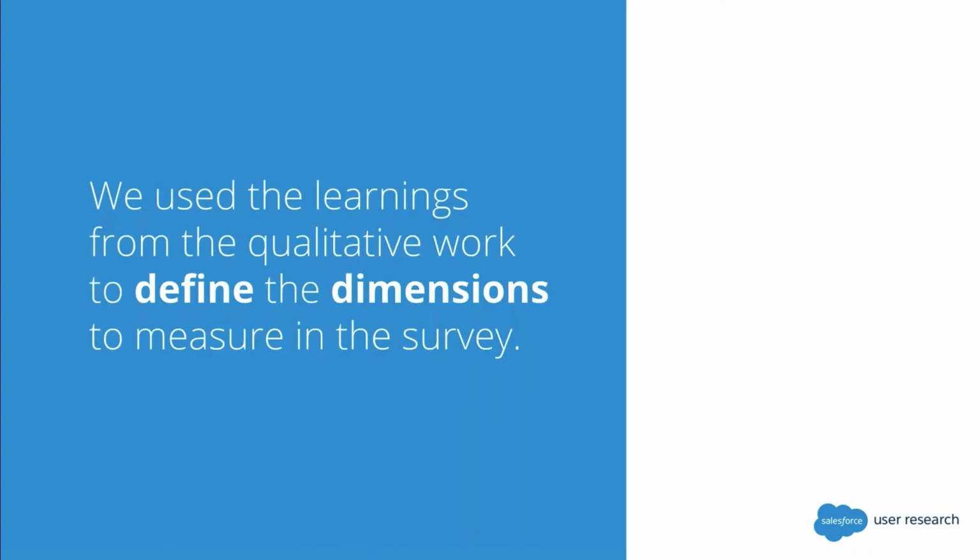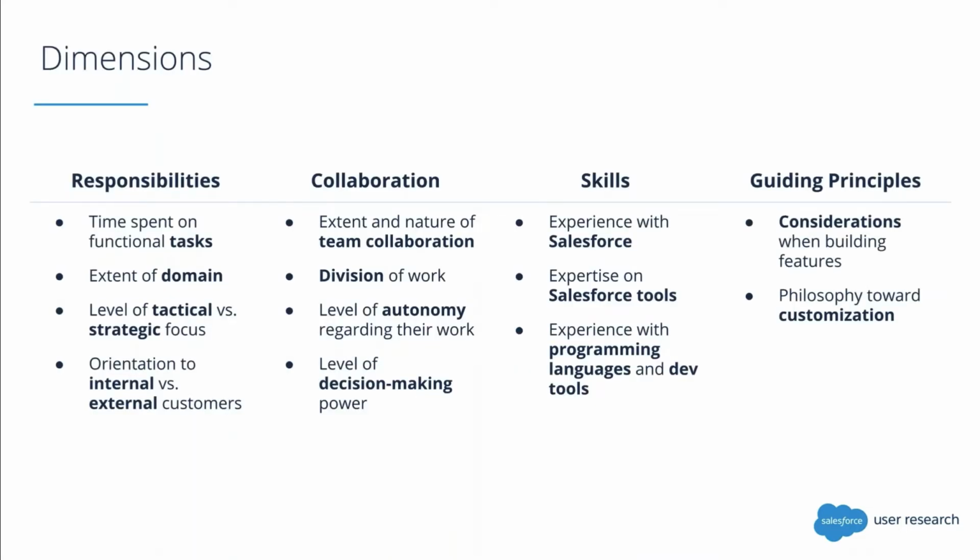And we used those learnings to inform what we wanted to measure in our survey. So we called these our dimensions. So we looked for things that really seemed to define our admins and developers. So what differentiated them from each other? And those were the things that we wanted to put into our survey. So these are the dimensions that we uncovered in our qualitative work that we thought might differentiate admins and developers.